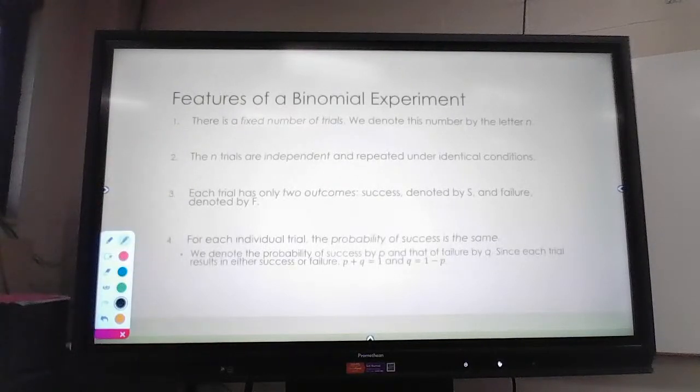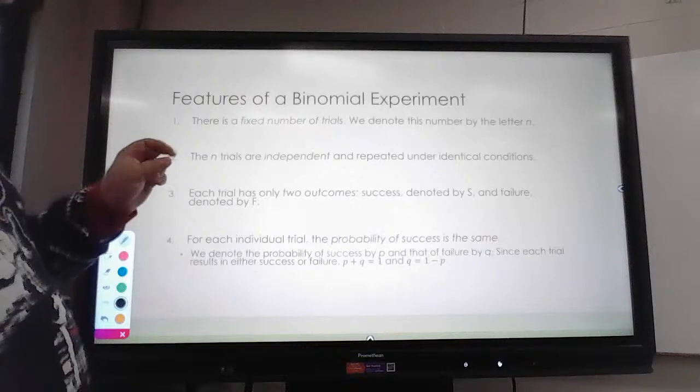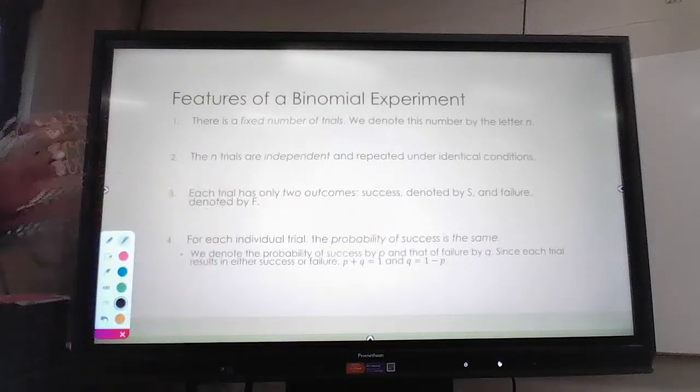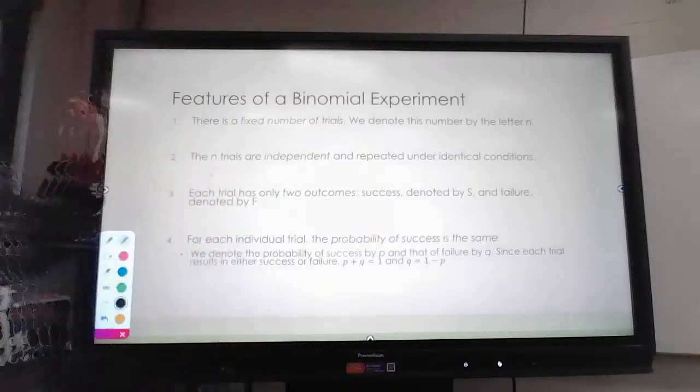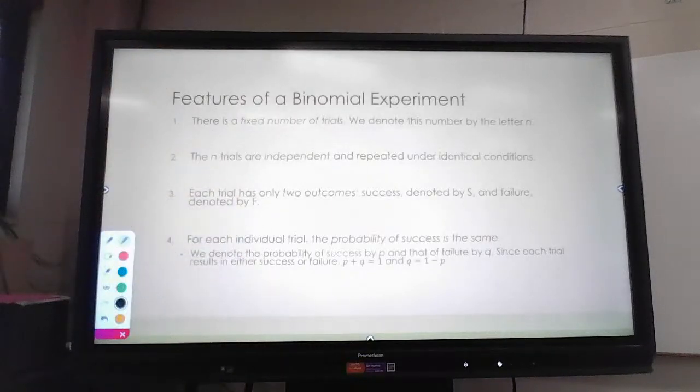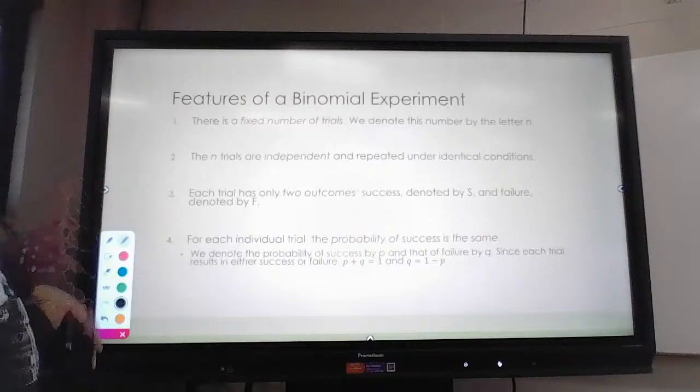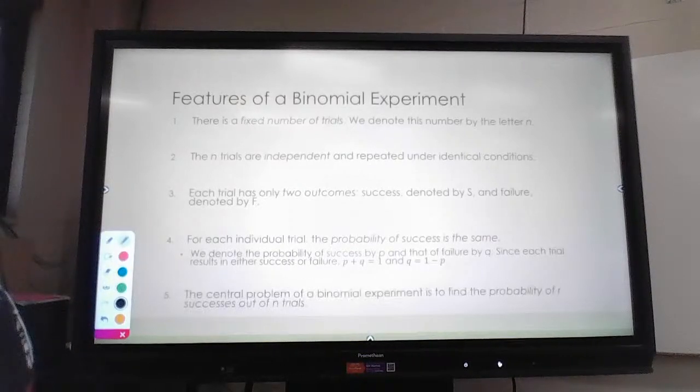Not only does each trial have 2 outcomes, but each trial has the same probability of success and failure. So when we talk about success and failure in a binomial experiment, we denote the lowercase p as the probability of success, and the lowercase q as the probability of failure. And of course, if we know the probability of success, we can calculate the probability of failure by subtracting the probability of success from 1, because they are complements of each other, and there are only 2 outcomes. The central problem of a binomial experiment is to find the probability of a certain number of successes out of a specific number of trials.